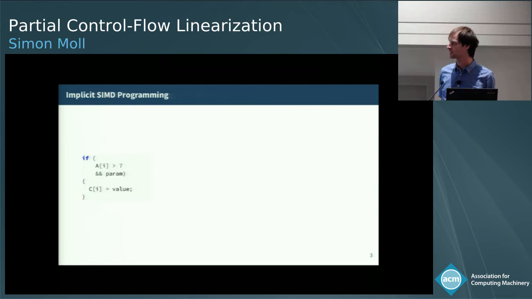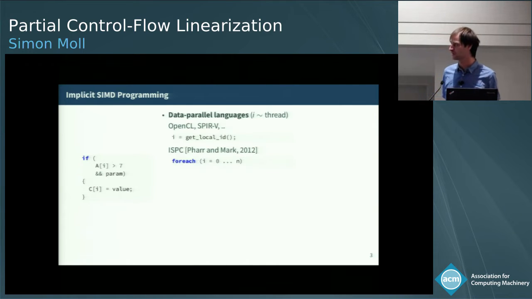And say I have this code snippet here on the left, and I want to vectorize this in the variable I. So I can use a data parallel language, as I was saying, and I would correspond to the thread ID. Examples of these languages are OpenCL or SPIR-V. For example, OpenCL would write something like I is the local ID, so the work item ID. Or I can also use something like ISPC. And here I would write down basically a parallel loop, and I would be the iteration variable.